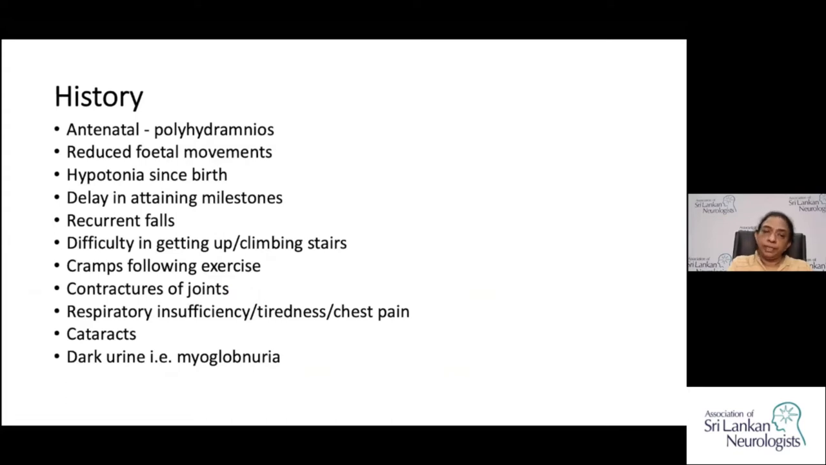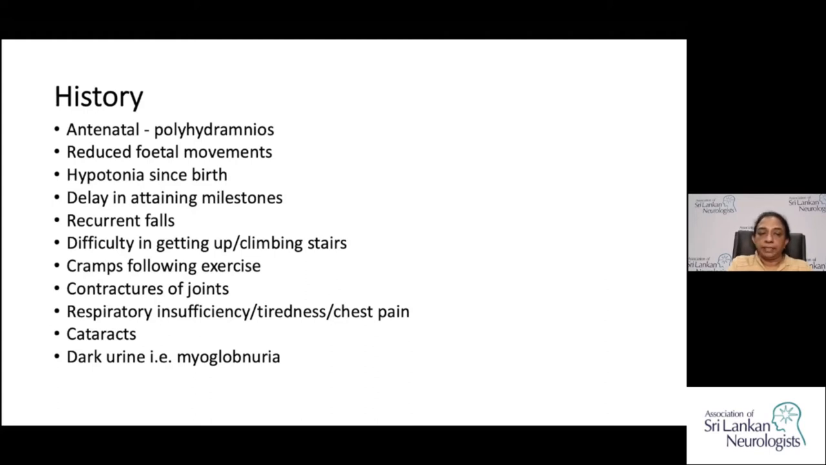So when you go to the history, if you take it from the antenatal side, because we see neonates affected with this, antenatally, if you go into the history, they may have a history of polyhydramnios. And also the mothers may remember, if it occurs in a childhood, maybe reduced fetal movements compared to any other baby that she bore. And in the neonatal period, there could be hypotonia, which was detected in the neonatal examination as well as subsequent examination. And also the patient may present to us with a delay in attaining milestones.